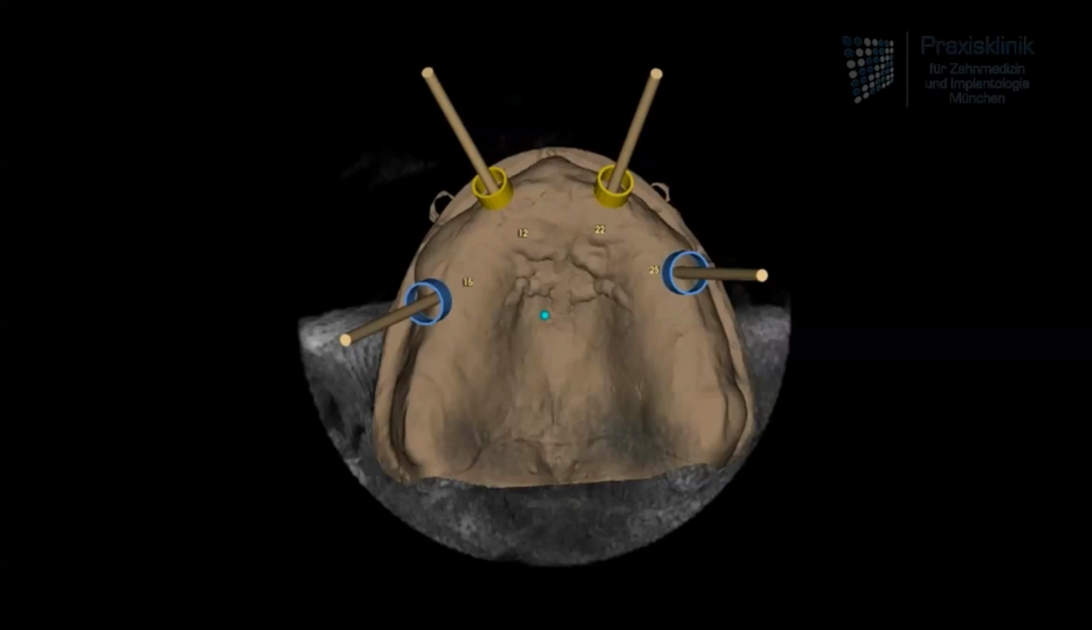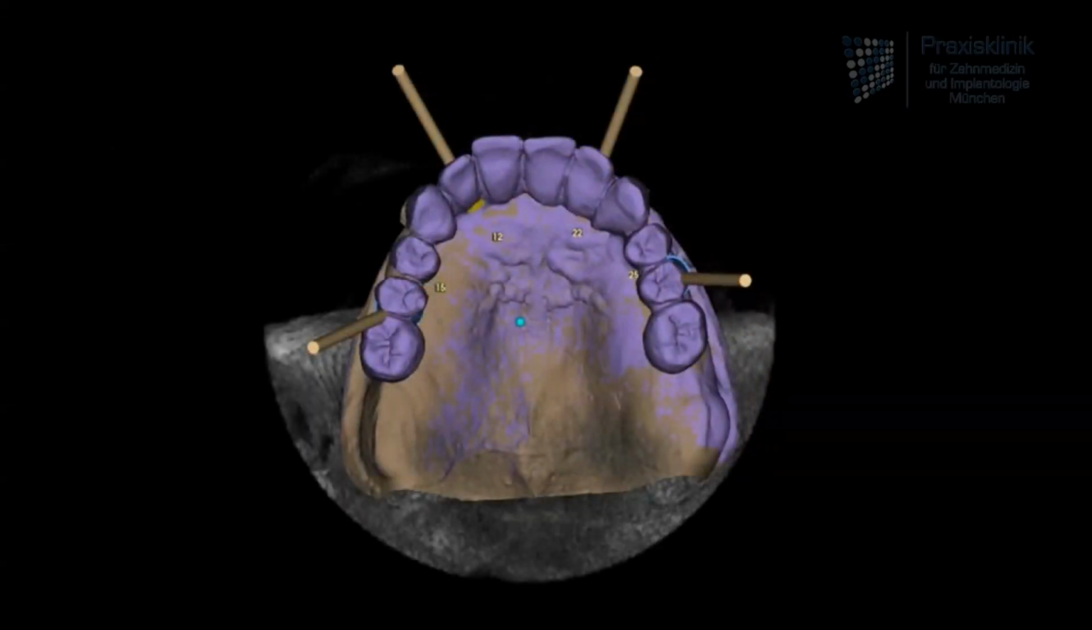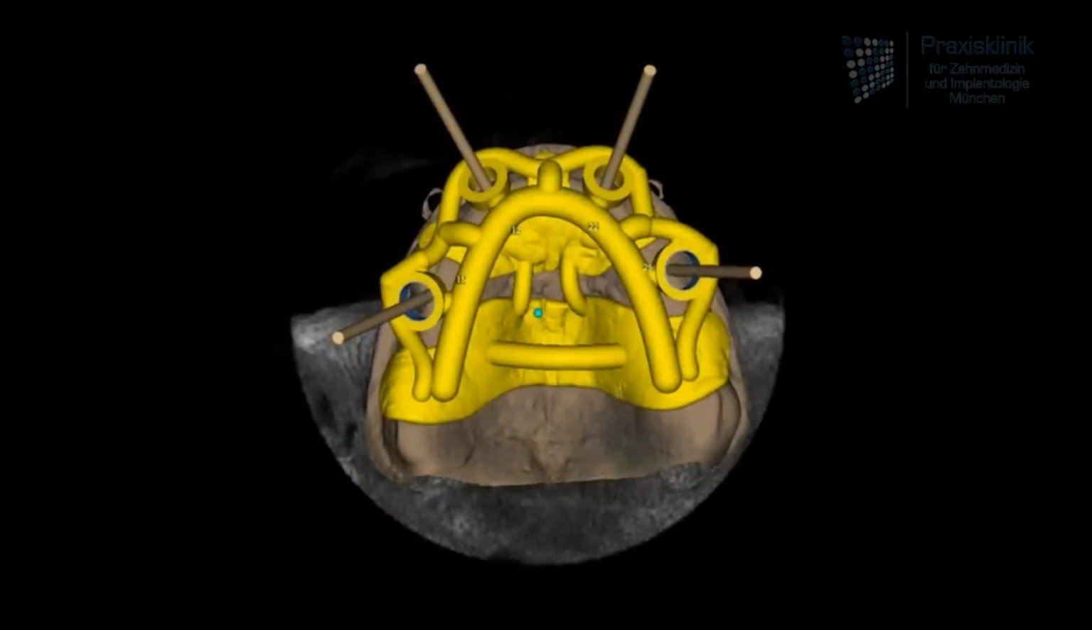And this is done by scanning a cast of the intraoral situation, matching it with the 3D X-ray image. And after that we can also match our imagination of what the new teeth will look like. So this is a setup, it is also scanned and matched with the cast of the edentulous situation and the 3D X-ray image. Putting all this information together, we are now able to create a surgical template.